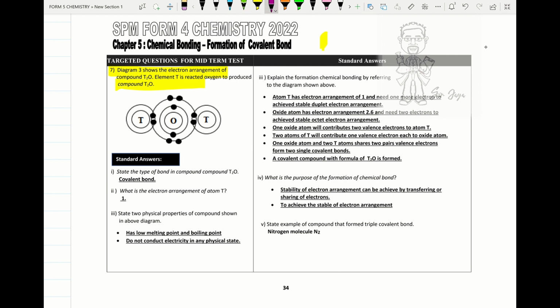Now check question number 7, the diagram shows the electron arrangement of compound T2O. The element T reacts with oxygen to produce T2O. Alright, so the formula is given. So element T has proton number of 1, and oxygen has the proton number of 8.